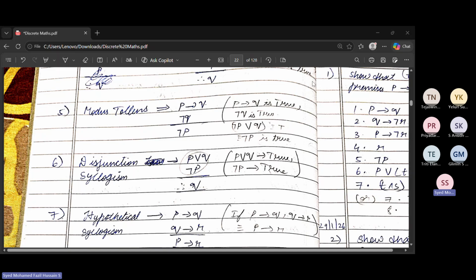Can you see the PDF again? Yeah, fine then. Okay, start from where I left.